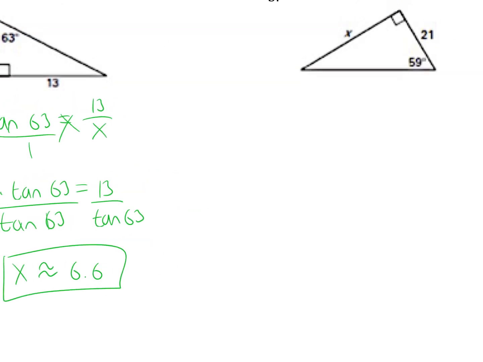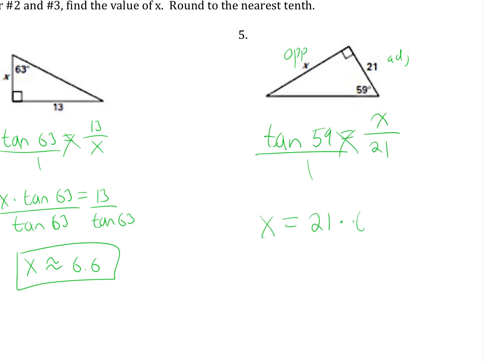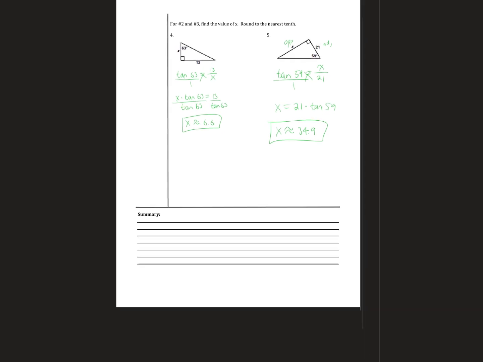And the last one, we have this one here. We have tangent of 59. And you always want to ask yourself, what do we have here? X is opposite, 21 is adjacent, so we are going to use tangent, which is opposite over adjacent. So tangent of 59 equals what over what? X over 21. Put it over 1, cross multiply. We get x equals 21 times tangent of 59. Remember to put the 21 in front, or else it's going to mess it up on the calculator. And we get x is approximately 34.9.